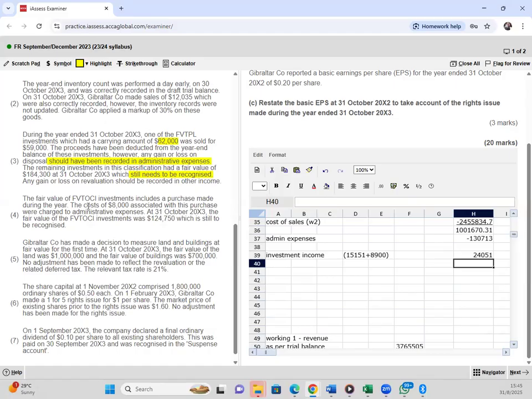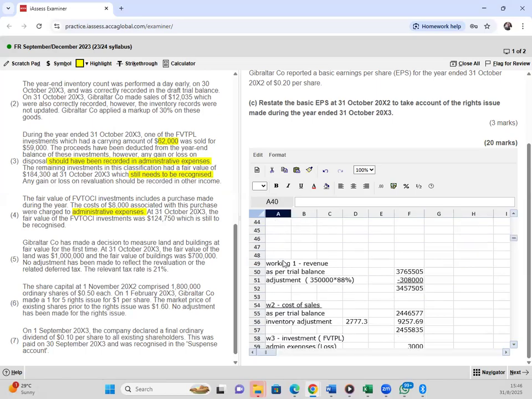I'm saying that because I'm seeing the cost here. The fair value through other comprehensive income investment involves a purchase made during the year. The cost of 8,000 associated with this purchase was charged to admin. That is contradicting the rule. For fair value through other comprehensive income, the costs should be capitalized rather than charged to admin expenses.